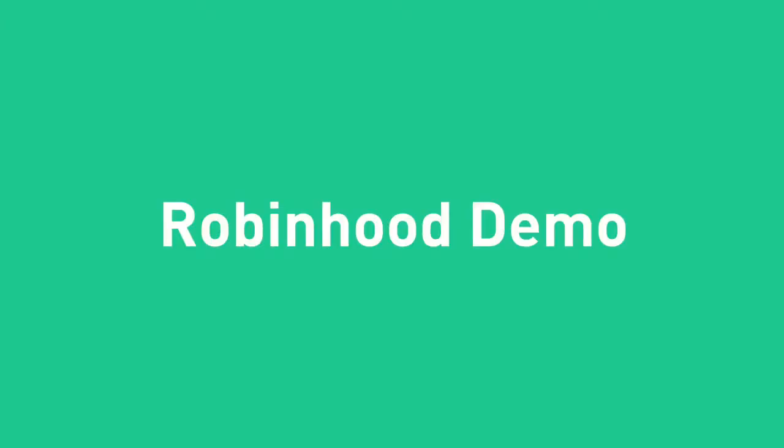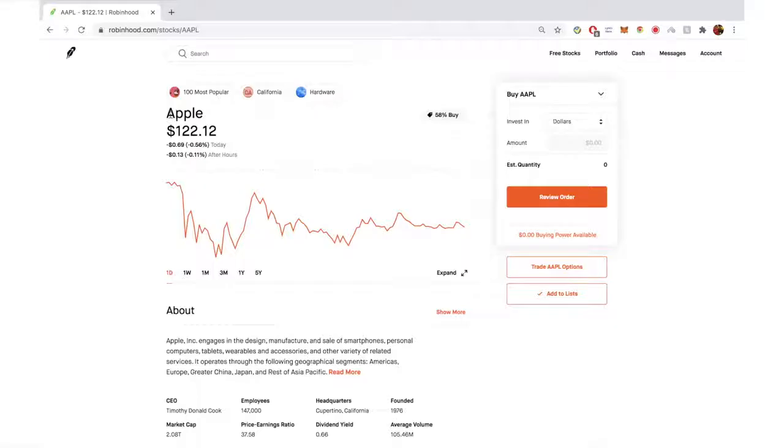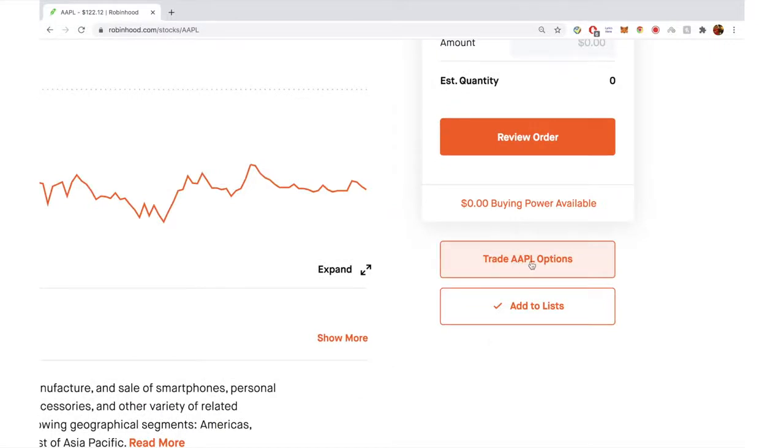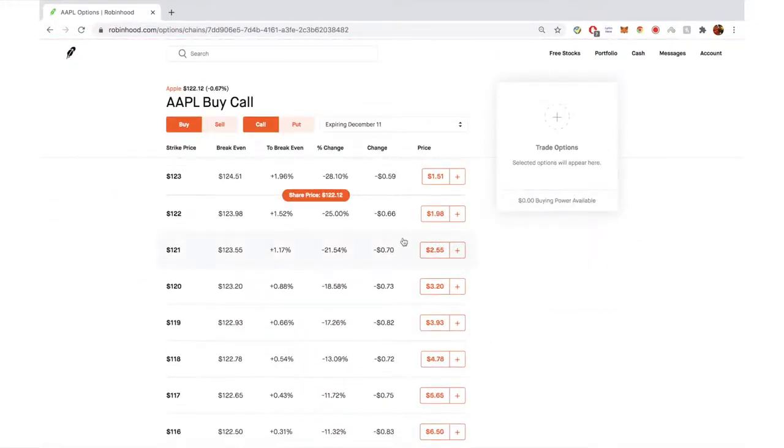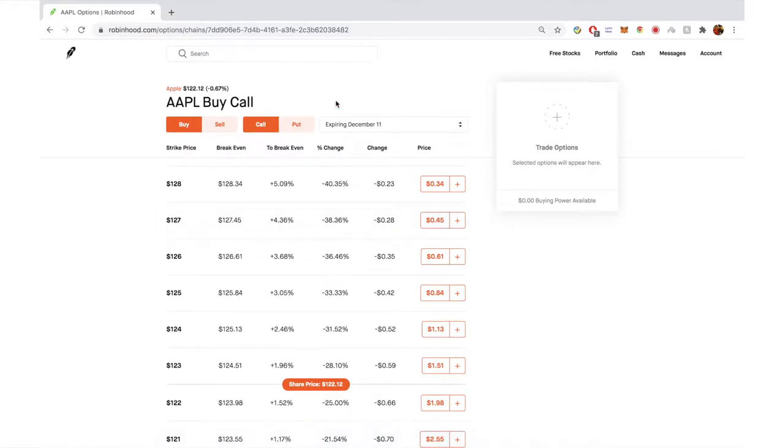Let's take a look at Robinhood. It's a web version. You see Apple, this is the stock trading interface. On here, you see trade Apple options. If you click into it, you will see the option trading UI, option trading interface. Right now, the default is buy call because buy and call are selected.